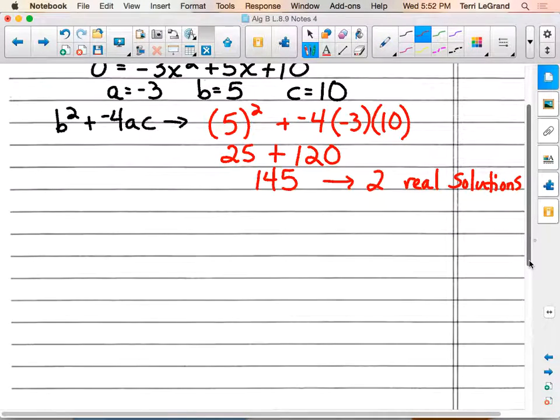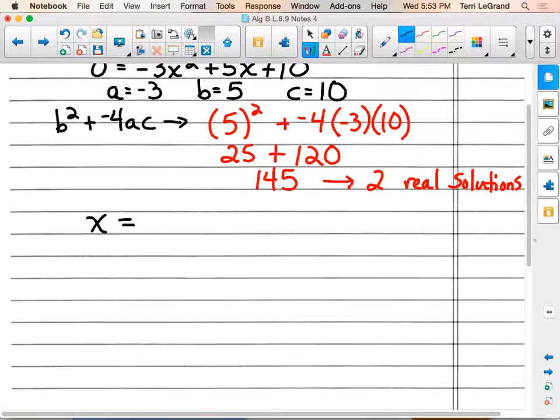And hopefully, right now, some alarm went off in your brain that said, 145 is not a perfect square. When the discriminant's not a perfect square, we're going to have to do what we did yesterday, which is approximate. So let's go put it into our quadratic formula.